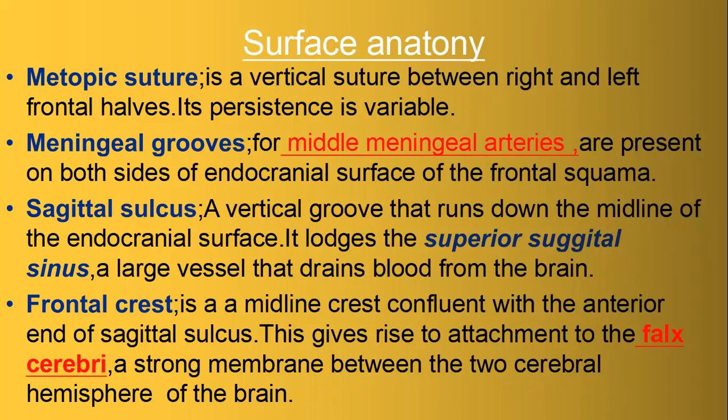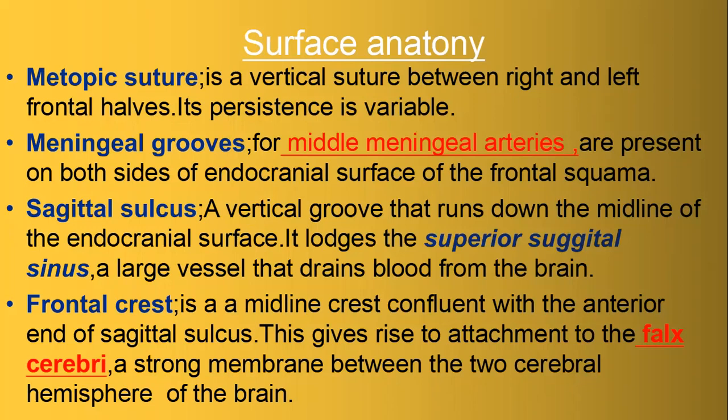Sagittal sulcus is a vertical groove that runs down the midline of the endocranial surface. It lodges the superior sagittal sinus, which is a large vessel that drains blood from the brain. So when you'll be reading on your physiology about these sinuses and other vessels of the brain, you'll be able to identify this part, which is known as the sagittal sulcus. Frontal crest is a midline crest confluent with the anterior end of sagittal sulcus, and this gives rise to the attachment of the falx cerebri, a strong membrane between the two cerebral hemispheres of the brain.